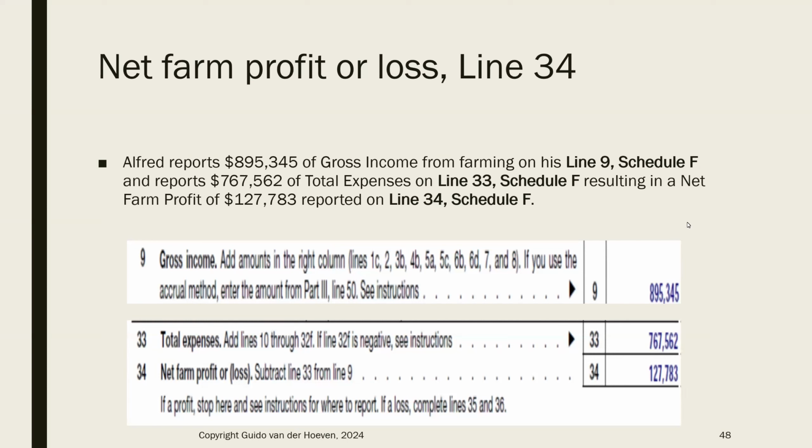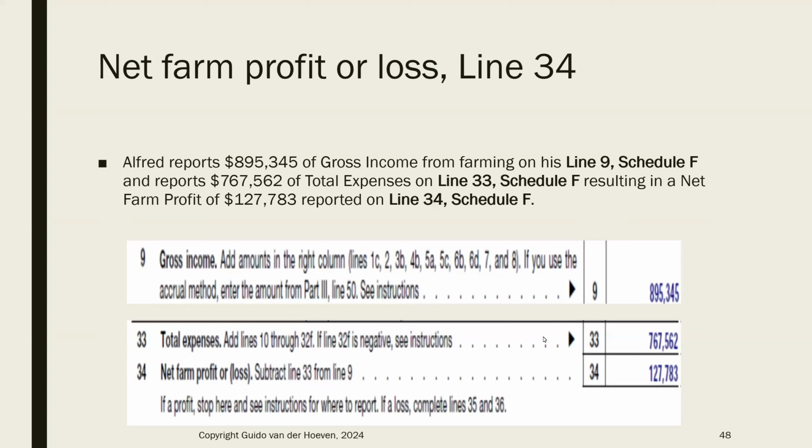Now we want to calculate what our profit or loss is. That's going to be on line 34. So here we've got Alfred. He reports $895,345 on his Schedule F, line 9. So that's at the top. Remember, that's gross farm income.